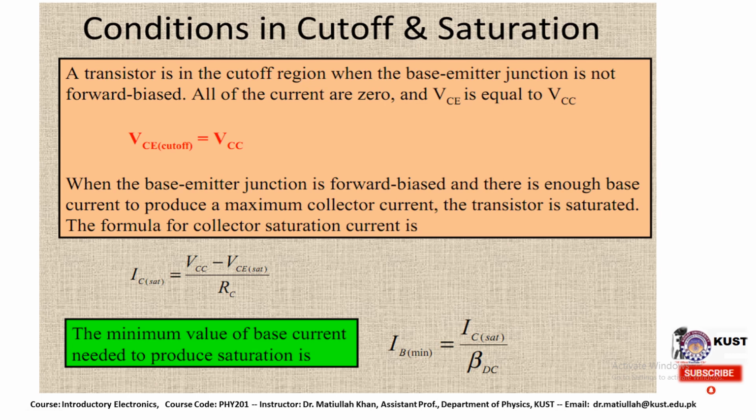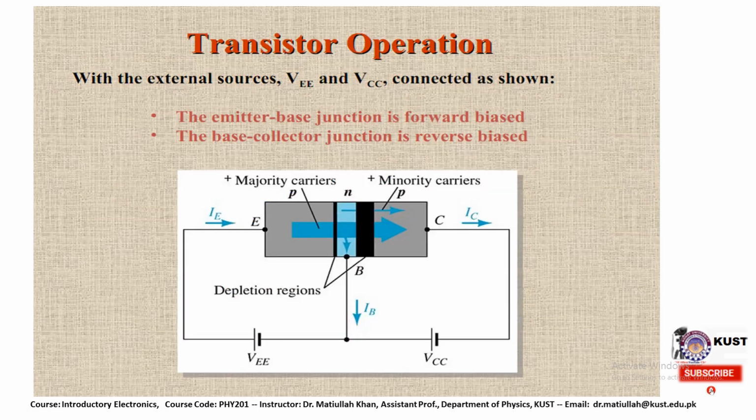For the saturation current, it should be equal to IC, the saturation current, divided by beta DC. How can we operate the transistor? This is actually a review of the previous lectures. I mean how we can move through the transistor operations.